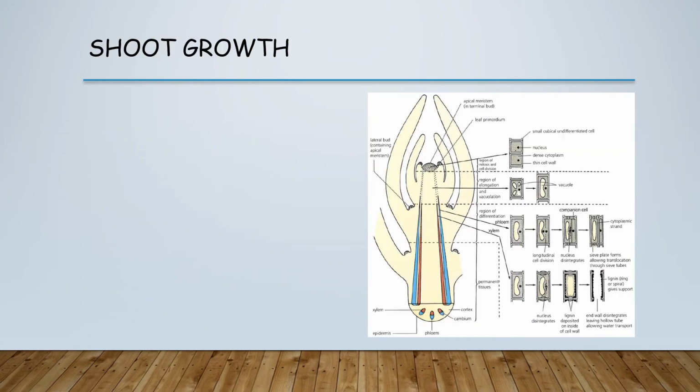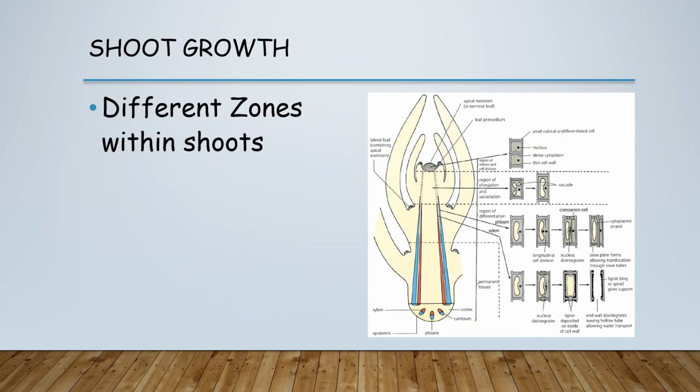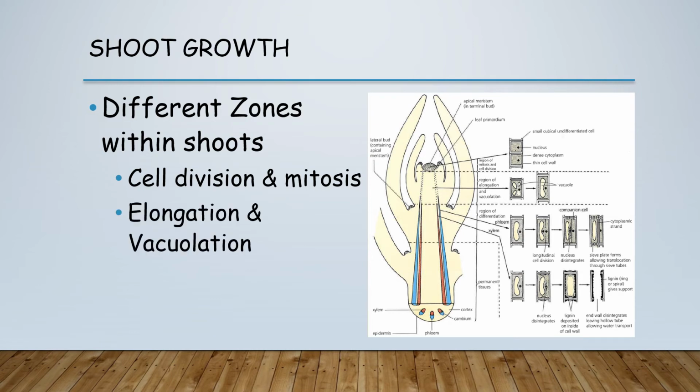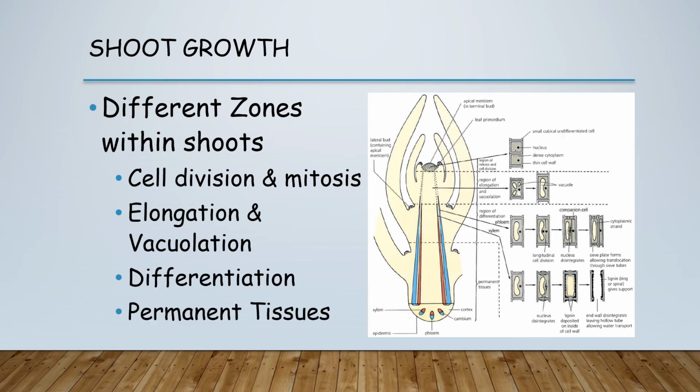Within our growing shoots, we have different zones. At the tip, we have the zone of cell division and mitosis, so we're dividing cells and adding more cells in. Below that, the zone of elongation and vacuolation, which increases the length of our cells. Then they become differentiated, so specialising to things like our xylem and our phloem, and then they become permanent tissues below that. So we're always replacing at the tip and then elongating, then differentiating, and then below that becoming permanent tissues.